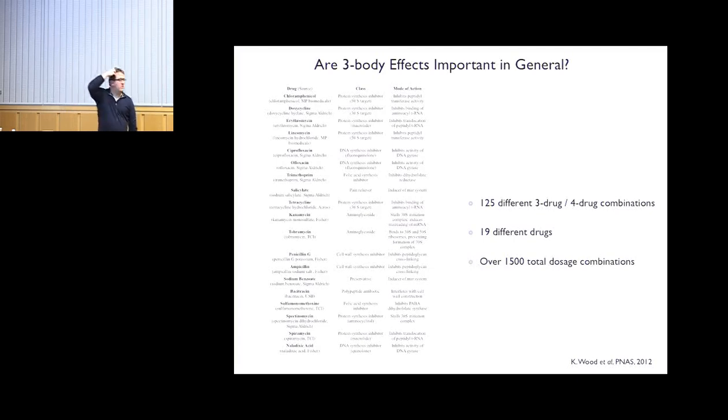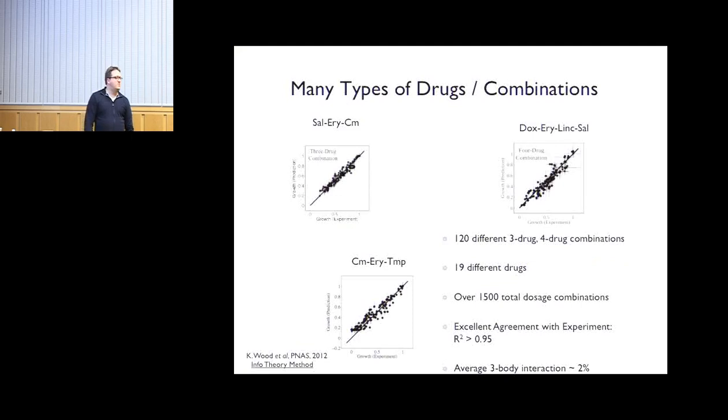So now this took me a long time. 19 different drugs and about 1,500 different dosage combinations. What was remarkable is every single time we saw outstanding fit. This was our worst data set of any one experiment. So you can see even here there's no systematic variation, right?